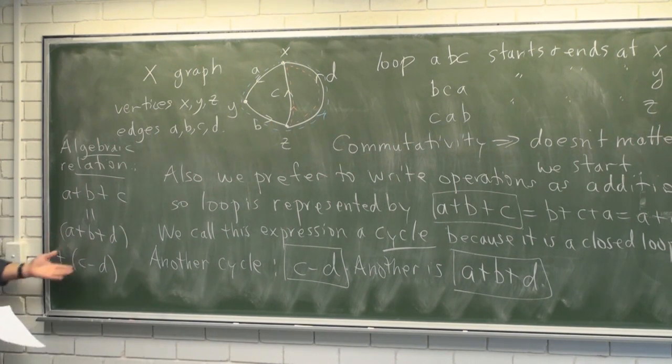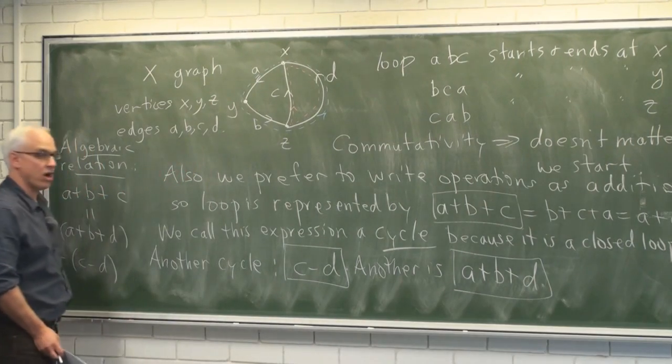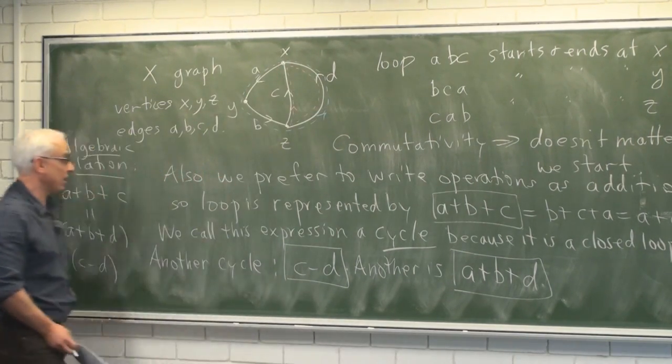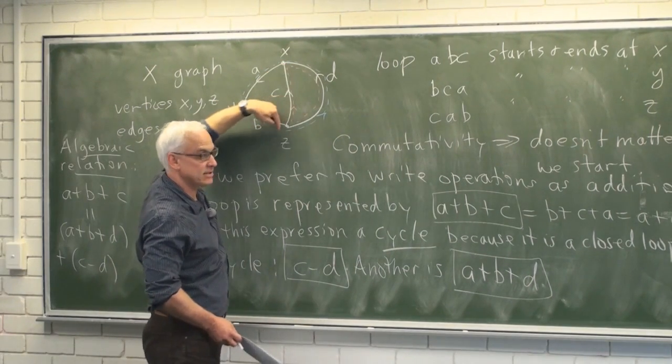Just algebraically, we're working in a group. This plus D and that minus D cancel, so we get A plus B plus C. So somehow A plus B plus C, we're thinking, is a combination of this cycle, A plus B plus D, together with this cycle, C minus D.